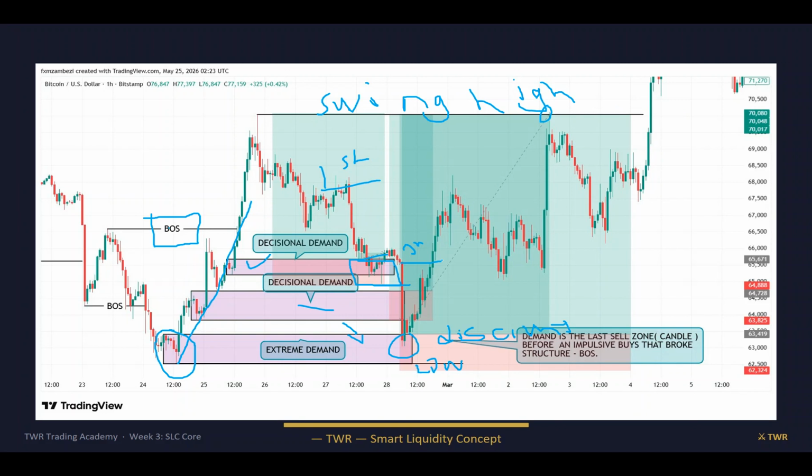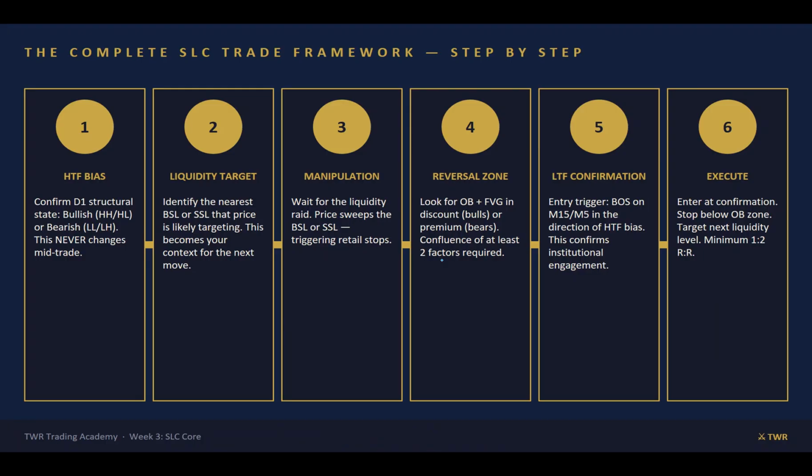Now, putting it all together, how they're looking to trade. So number one, identify the high time frame bias. Are we in a bullish trend or in a bearish trend? Confirm the daily structural state, bullish or bearish. Do you have a series of higher highs and higher lows? This is market structure. If you don't know this, go back to the market structure video that I created, the last video.